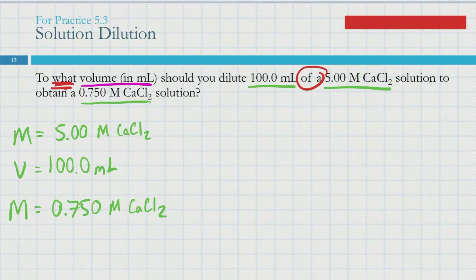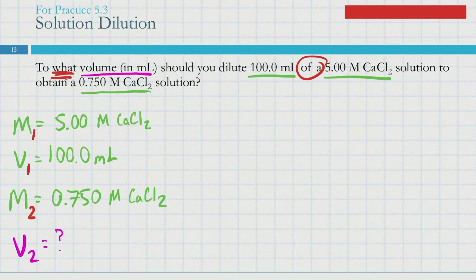So it doesn't matter if you label that state 1 or state 2. All that matters is that they get the same label. As long as those get the same label, you'll end up with the correct M1V1 equals M2V2. That means that this M2, in this case, the way that I've labeled them, would be M2. And what we're looking for is the volume that goes along with that, which is V2. The most important part, the place where you're most likely to mess up, is just getting your 1s and 2s mixed up.